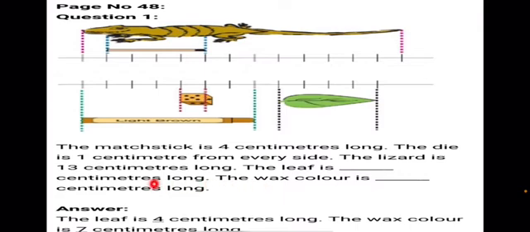The leaf is dash centimeters long. So now we need to find out the measurement of the leaf. 1, 2, 3 and 4. So 4 centimeters long. The wax color is dash centimeters long. So let's count 1, 2, 3, 4, 5, 6 and 7. So the wax color is 7 centimeters long. So here are the answers. The leaf is 4 centimeters long and the wax color is 7 centimeters long.